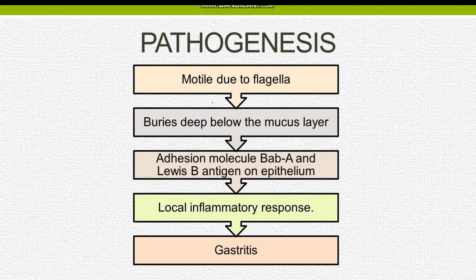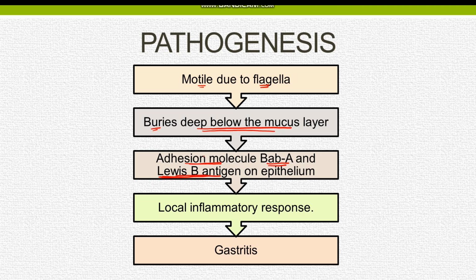So let's understand the pathogenesis of gastritis. Since these bacteria are motile due to presence of flagella, once the bacteria are acquired, they reach the stomach and they move down below the mucus layer and remain buried there. Below the mucus layer, the bacteria attaches itself to the gastric epithelium. The H. pylori exhibits a specific adhesion molecule on its surface, which is known as BAB-A. And this adhesion molecule attaches to the epithelium at another antigen exhibited on the epithelial surface, known as Lewis B antigen.